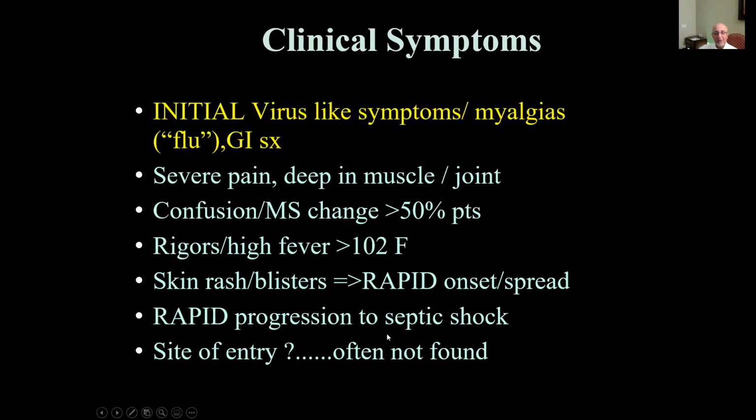On physical examination, one will notice a skin rash with a violet, bluish discoloration or blistering. This generally is an extremely important sign that the patient has necrotizing skin infection, and these will spread rapidly along the extremity or abdomen or the site of infection. The patient rapidly progresses to septic shock. The site of entry may often not be immediately visible.